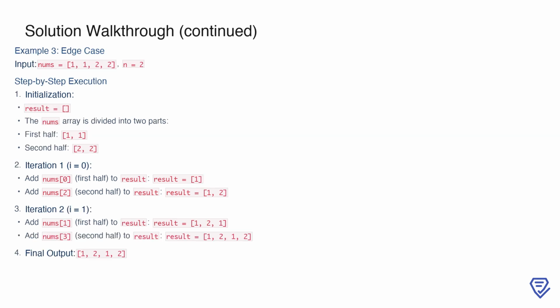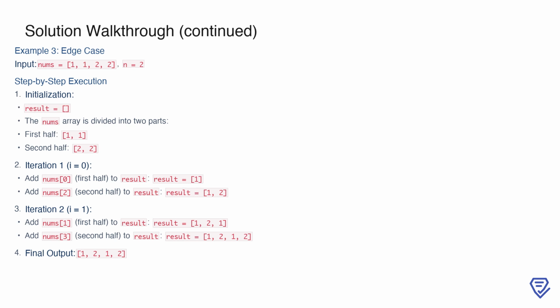In the last example, we look at an edge case with the input nums equals 1, 1, 2, 2, and n equals 2. As always, we start by initializing the result as an empty list. Then, we split the nums array into two parts. The first half contains 1, 1, while the second half contains 2, 2. During the first iteration, when i equals 0, we add the first element from the first half, nums[0], which is 1, followed by the first element from the second half, nums[2], which is 2. This gives us a result of 1, 2.